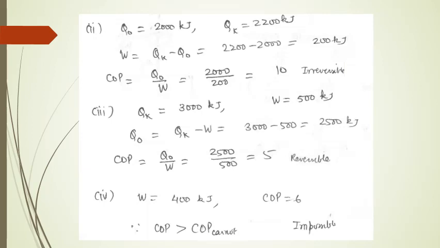Now in the fourth case, W is given as 400 kilojoule and COP has been given. So no need to compute COP here. We can directly say that as COP is greater than Carnot COP, it is the case of an impossible one.